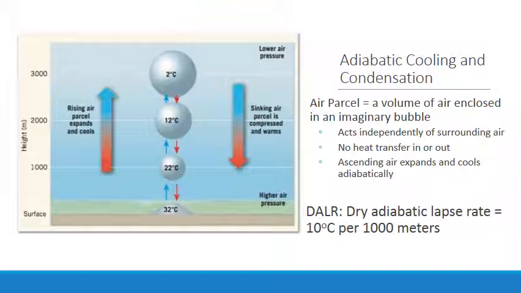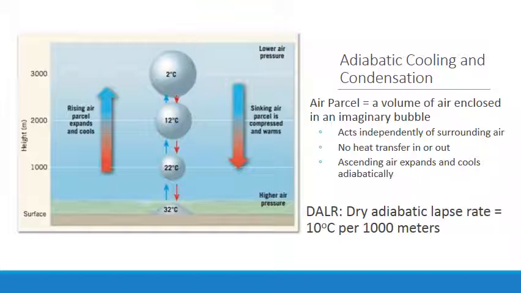The unsaturated air cools at a constant rate of 10 degrees C per 1,000 meters of ascent. The descending air comes under increasing pressure, and it compresses and heats by 10 degrees C per 1,000 meters of descent. So that rate of cooling or heating applies only to the unsaturated air, and it's known as the dry adiabatic rate because the air is not saturated.